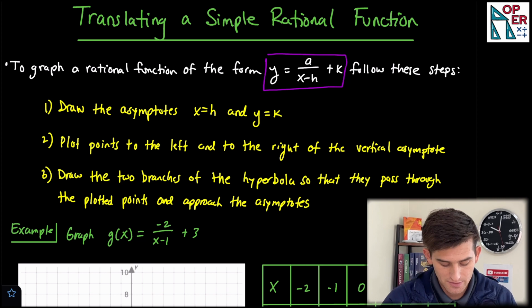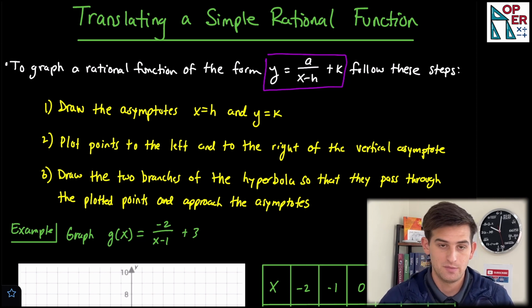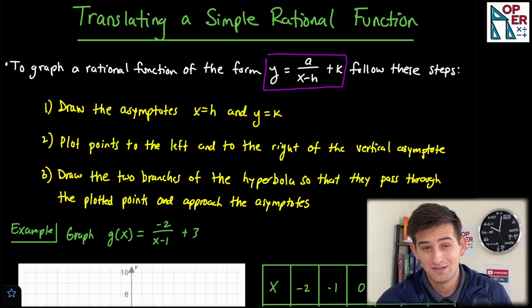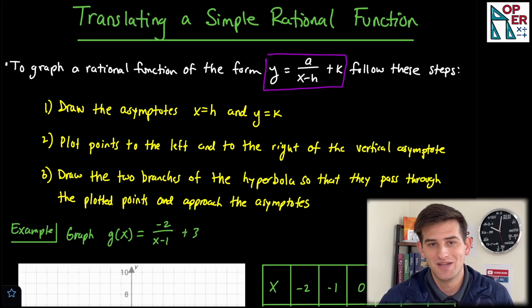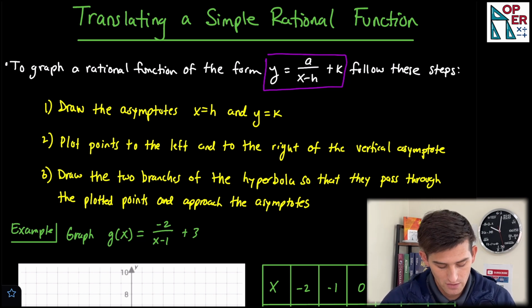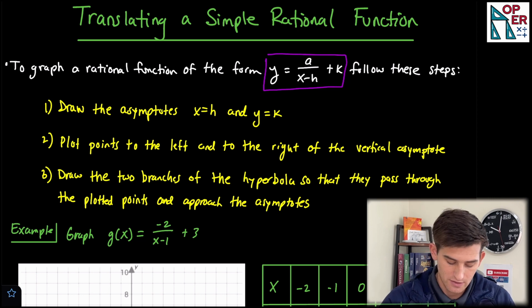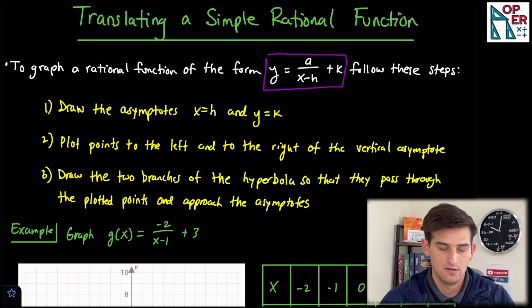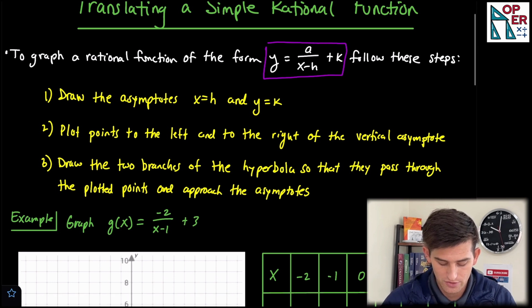So we're going to draw those asymptotes, then we're going to plot points to the left and to the right of our vertical asymptote. Depending on wherever our asymptote lands, we just don't want to include that x value. We want to include some x values on the right and some on the left. Once we graph those points, we can draw our two branches of the hyperbola so that we can see how the branches pass through our points and how they approach the asymptotes.